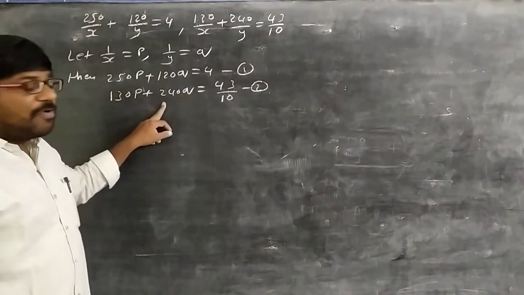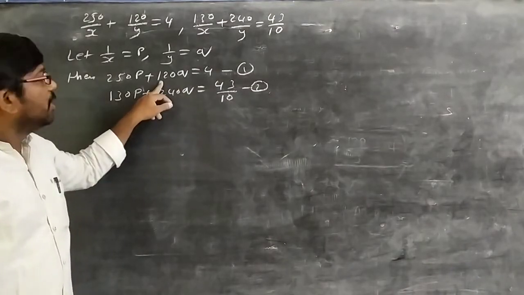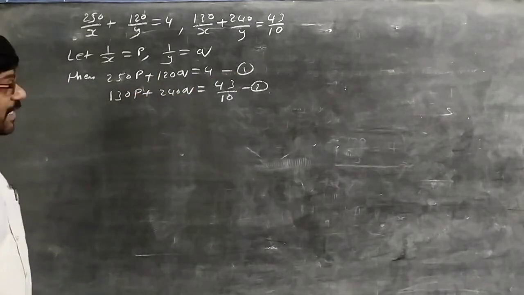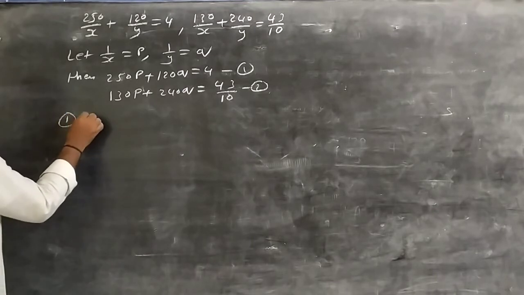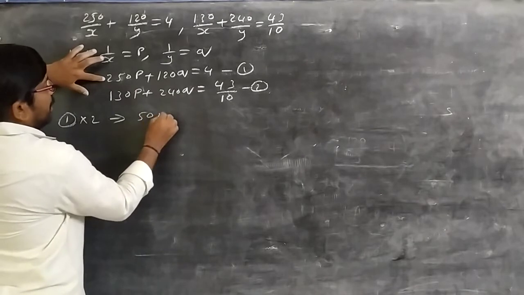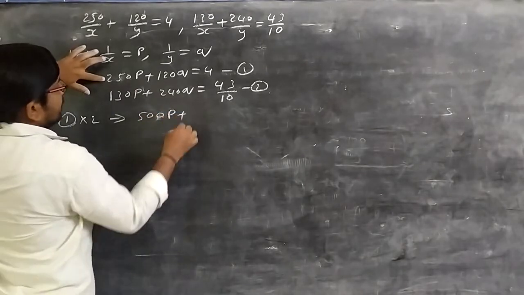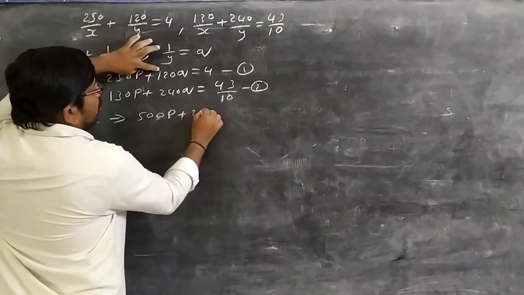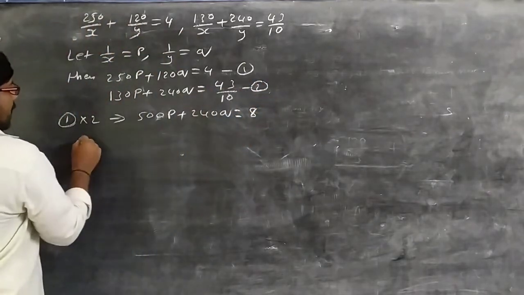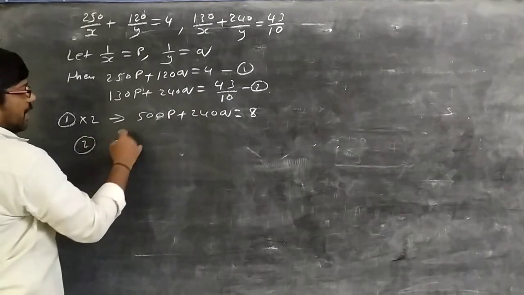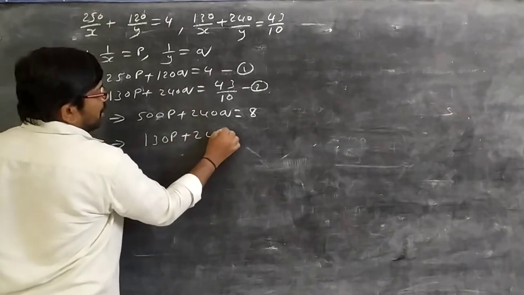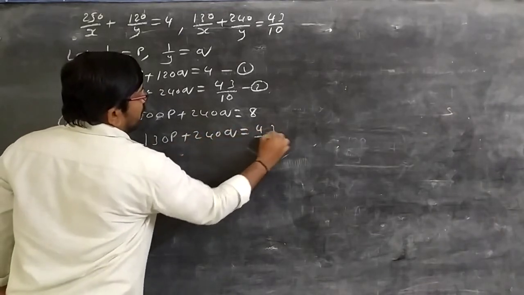Here the q coefficient is 240, here the q coefficient is 120. Now multiply equation 1 with 2. We get 240 as the q coefficient, right? Equation 1 into 2, the equation 1 will become 500p plus 240q is equal to 8. The second equation we write as this, no need to multiply with any real number: 130p plus 240q is equal to 43 by 10, right?